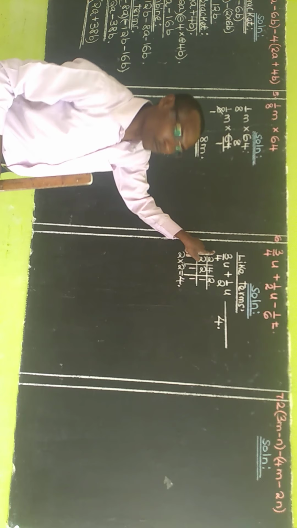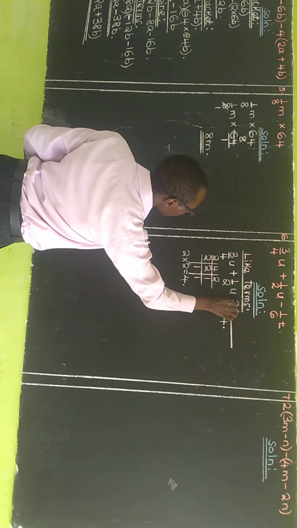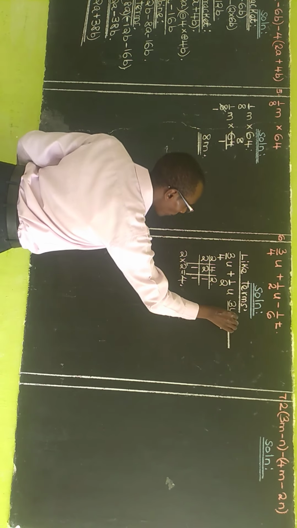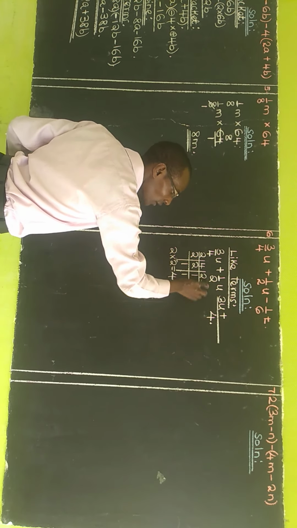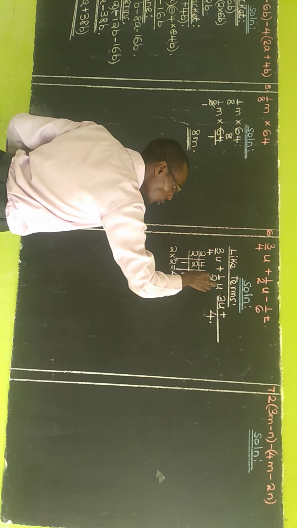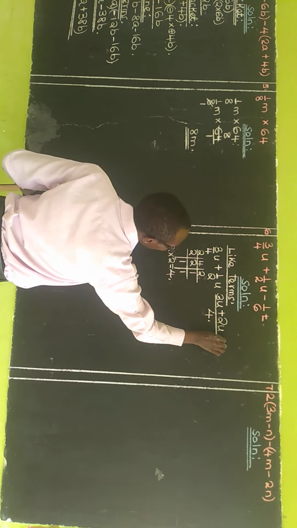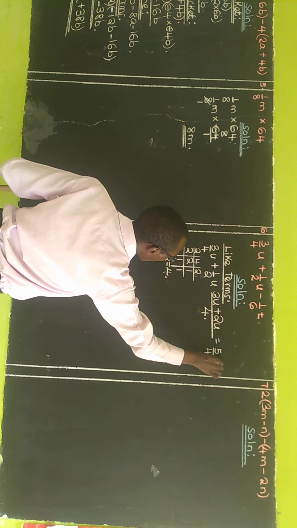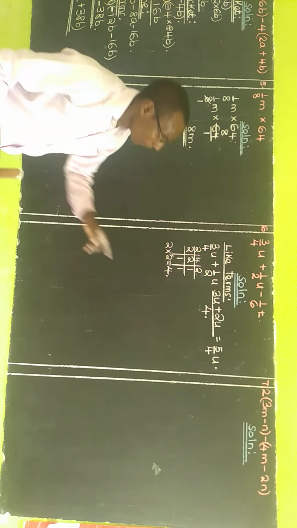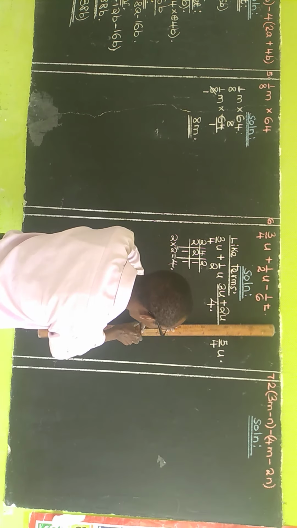So 4 divided by 4 gives you 1. 1 times 3u gives you 3u. Then plus 4 divided by 2 gives you 2. 2 times 1 gives you 2u. And as a result, you will find this one gives you 5 over 4u. But if you look at this one clearly, this one is improper.